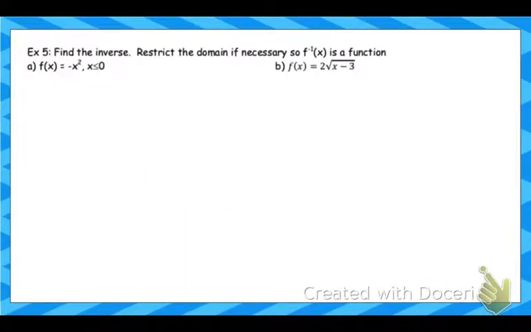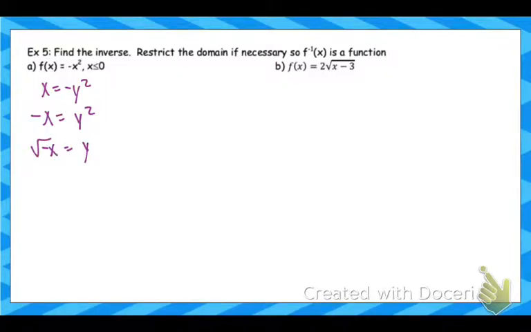All right, so let's just do a couple more for practice. Let's go ahead, we'll flip x and y, and we'll solve for y. So on this one, I would do x equals negative y squared. We'll go ahead and divide by -1, square root both sides.